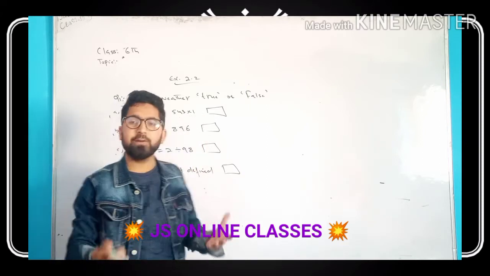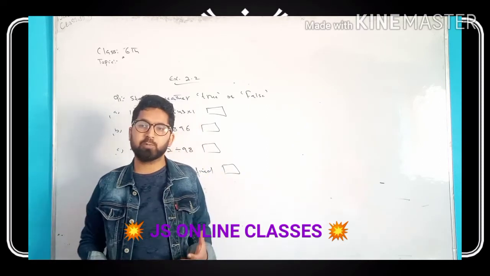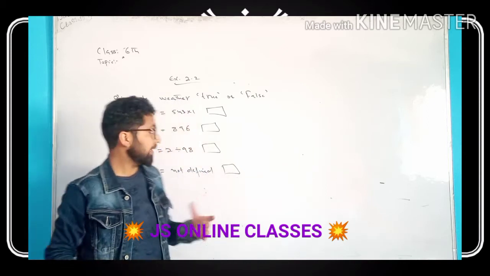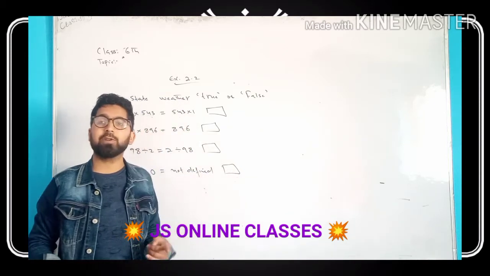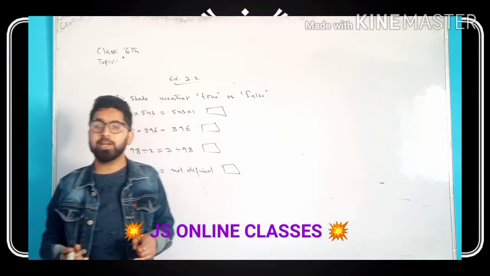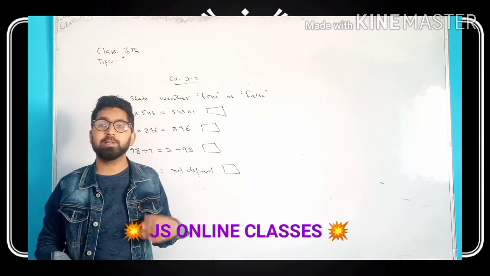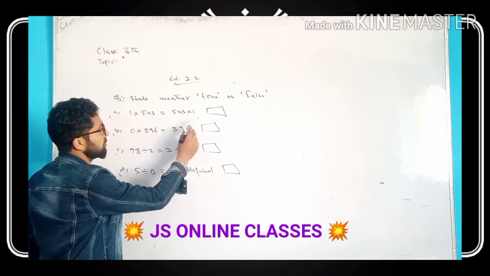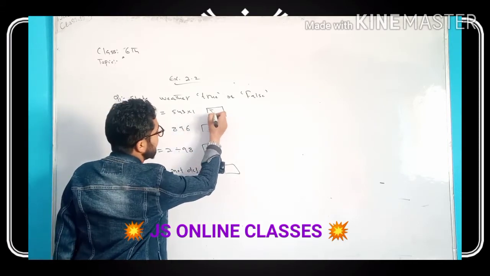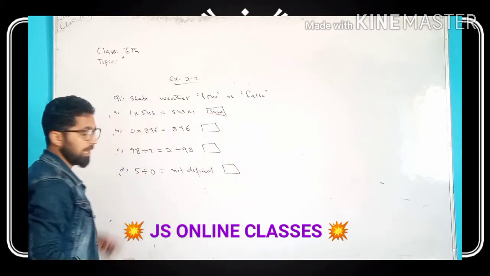So as I have already discussed yesterday, the commutative property of multiplication. So here it is true because the commutative property of multiplication states that if we have two whole numbers A and B, then A into B equals B into A. So here it is true. So we can write here T or True. Okay, we have next part.